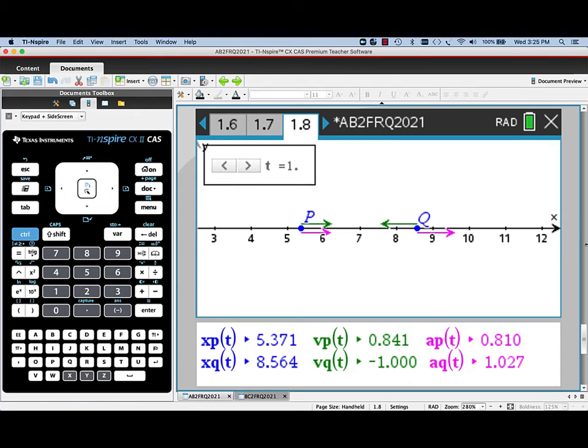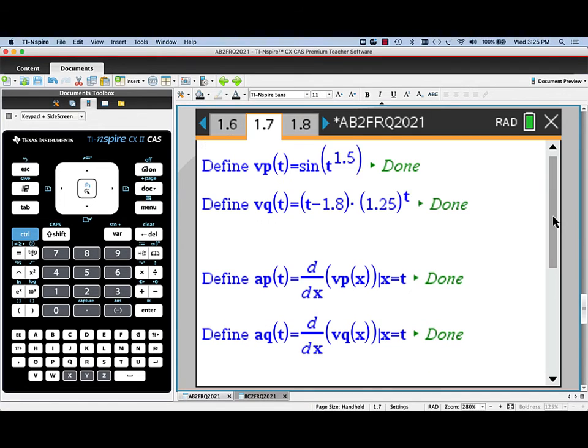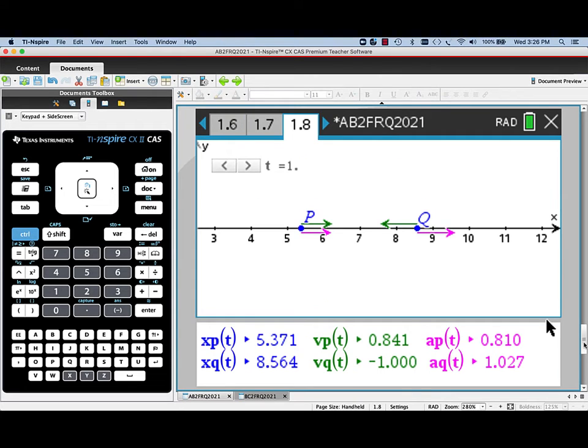Now, I noticed that the velocity for particle Q is exactly -1. Well, let's take a look. If we put in 1 for t, we'll get -0.8 times 1.25. If I calculate that out, it will be exactly -1. So that makes sense. A little bit of a numerical reality check here.